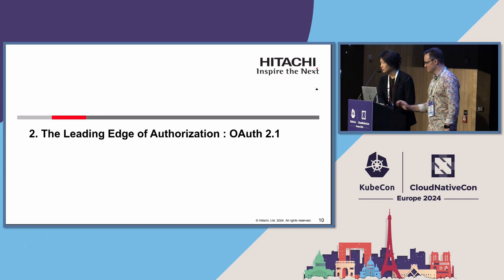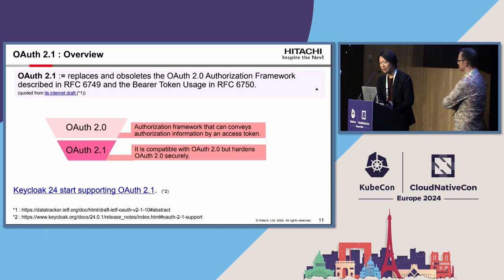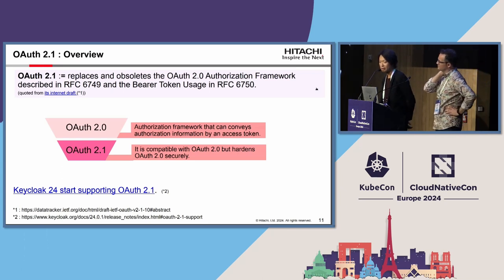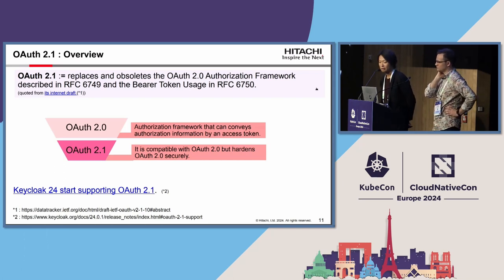Next topic is OAuth 2.1, an authorization framework. OAuth 2.1 is the next version of the OAuth 2.0 authorization framework defined by RFC 6749 and 6750. OAuth 2.1 is still an internet draft, but it hardens the security aspects of the existing OAuth 2.0 authorization framework. Keycloak 24 starts supporting this OAuth 2.1.